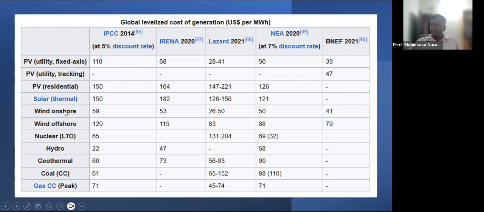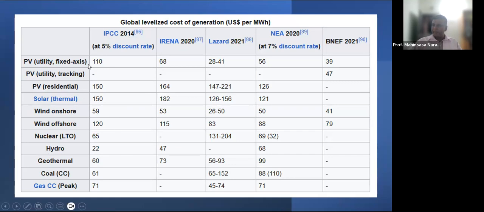Then wind is around 59, and hydro 22. Those are the figures we can find from this calculation. However, for exact calculation, we need to calculate project-wise. However, roughly we have an idea of the cost of generation for each source of energy. We can compare coal, wind, solar, and hydro. The hydro may sometimes be very much cheaper. This is without any environmental impact. This is only the global levelized cost of generation.